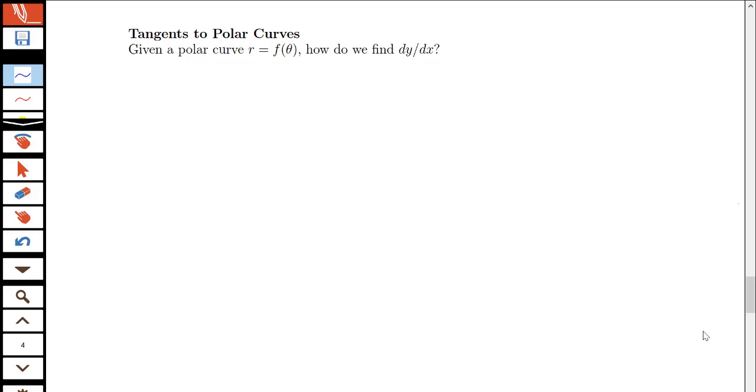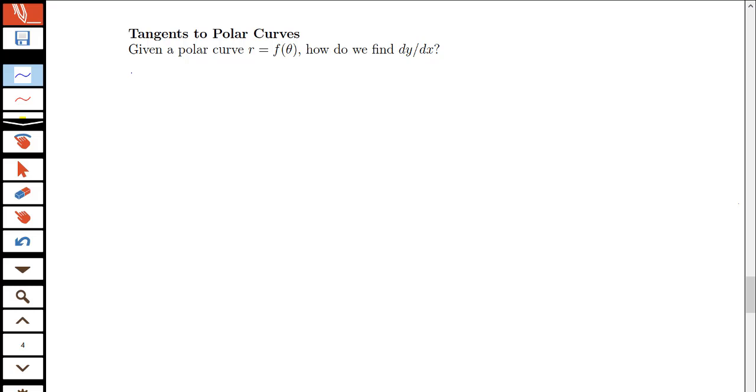In this video, we'll be looking at the question of how to find tangents to polar curves. So the question is, given a polar curve, r equals f of theta, how do we find dy dx? Well, the key is to use what we know about finding dy dx in terms of parametric equations, and to first convert our polar curve to a set of parametric equations.